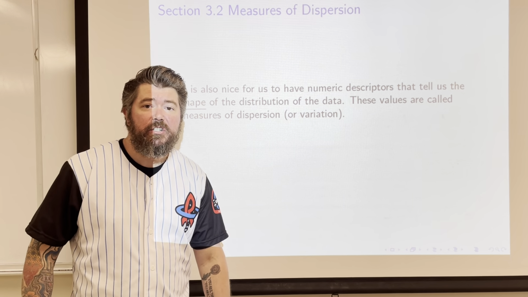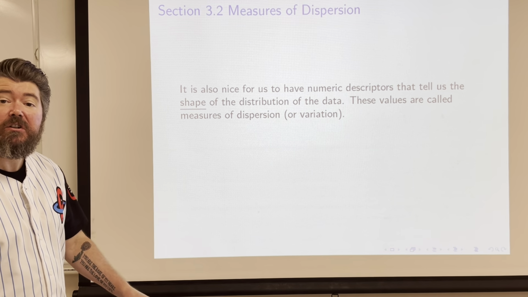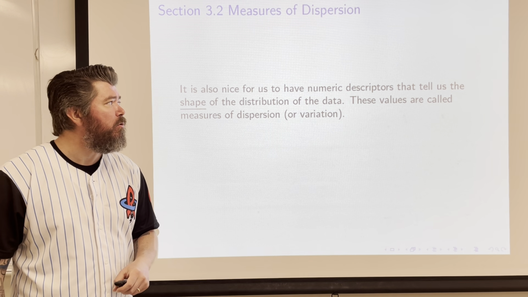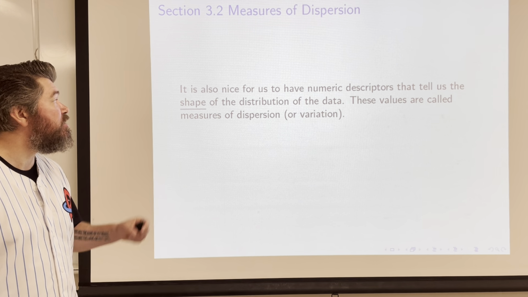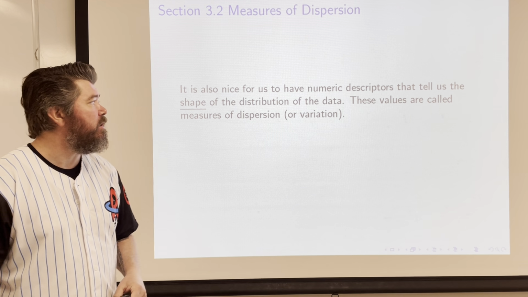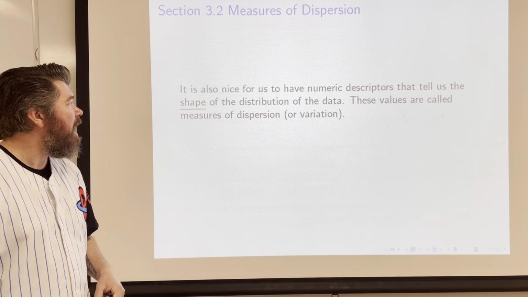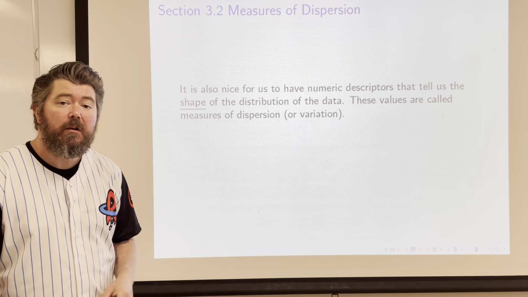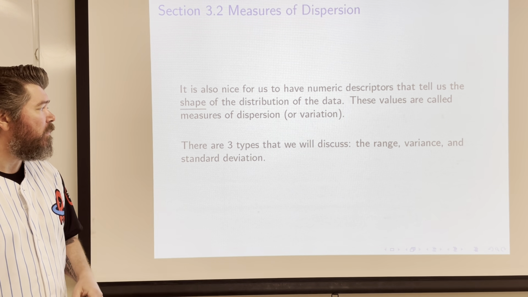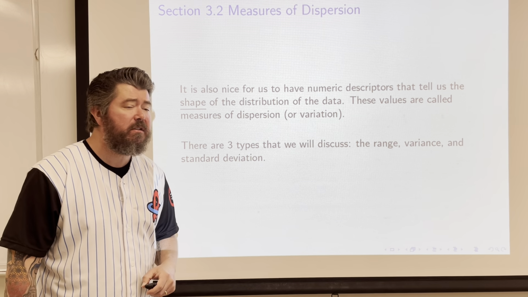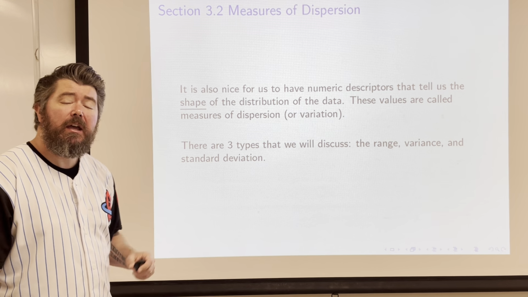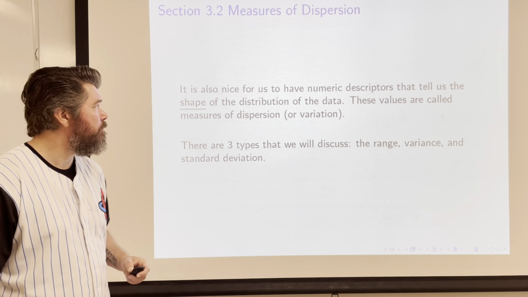Let's talk about section 3.2, measures of dispersion. It is also nice for us to have numeric descriptors that tell us the shape of the distribution of the data. These values are called measures of dispersion or variation. There are three types that we will discuss in this class: the range, variance, and the standard deviation.